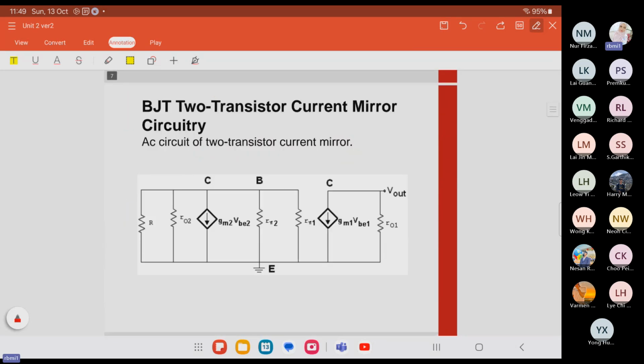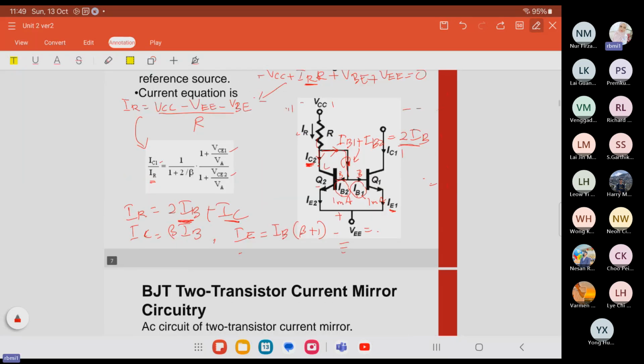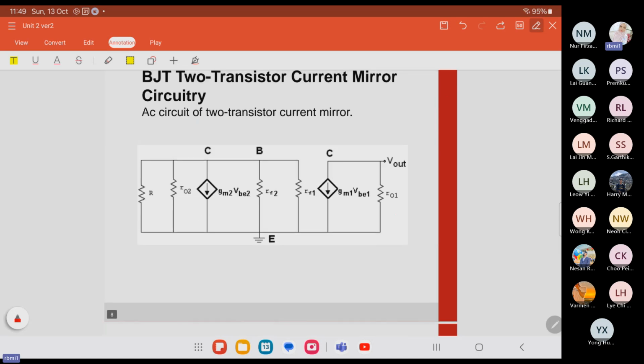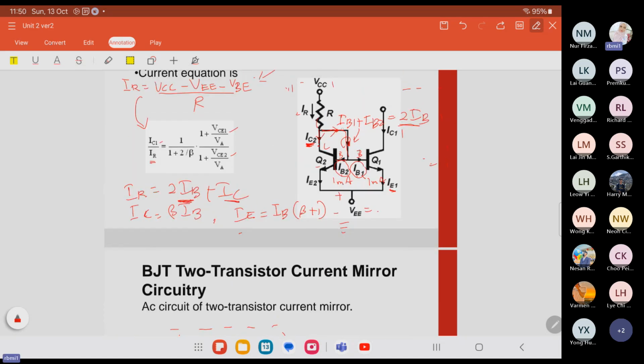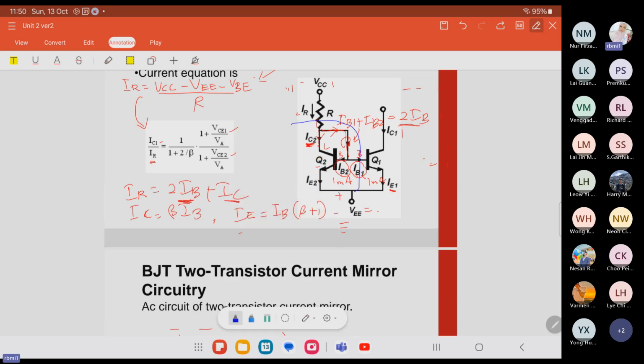All right. So this is the AC analysis for this current mirror circuit. In this AC analysis, we have two transistors, Q1 and Q2. This is for C, B, E, first for Q2 at the left side, this one is Q2 and this is Q1.